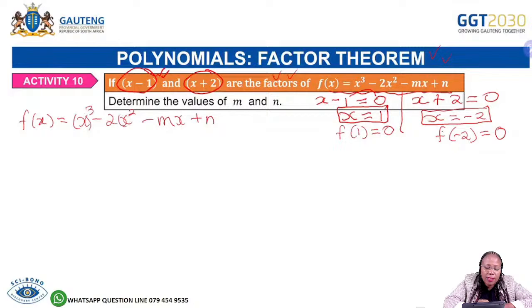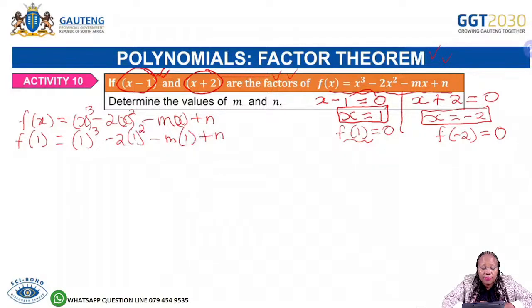For x, we are substituting, first one, we are substituting a 1. So f at 1 equals 1 cubed minus 2 into 1 minus m. This is squared, grade 12. Do not forget that square. And then m into 1 plus n. And then what is the remainder? Remainder is 0. Where does the 0 come from? Because it is given that this is the factor. So if it's the factor, the remainder is 0. We have proven that on the previous question.